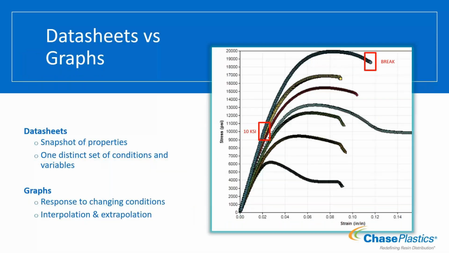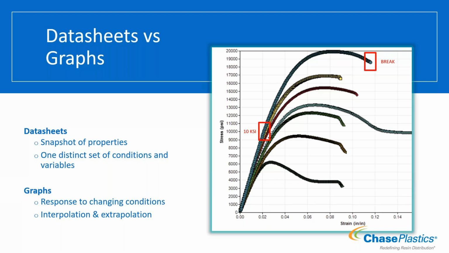Now to compare, if we were to look at a data sheet versus looking at a graph, which a lot of engineers will ask for so they can compare, data sheets again, snapshot of your properties, one distinct set of variables. Graphs, on the other hand, allow you to see a response in changing conditions. So on the graph, you can see over to the right, you see your stress versus your strain. So crosshead as it's being tested and it's being strained or elongated, you can see the changing stress required there.